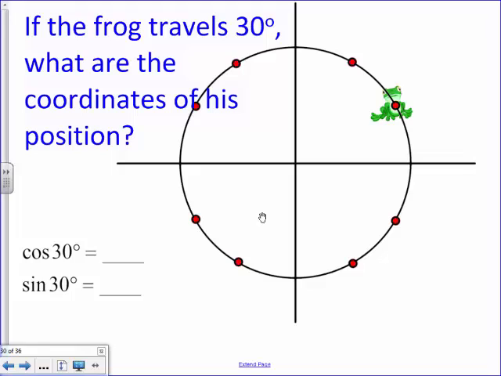What about at 30 degrees? Remember this coordinate would be √3 over 2, comma, 1/2. So when I type in cosine of 30, it's really √3 over 2. If I type in sine of 30, it's really 1/2.